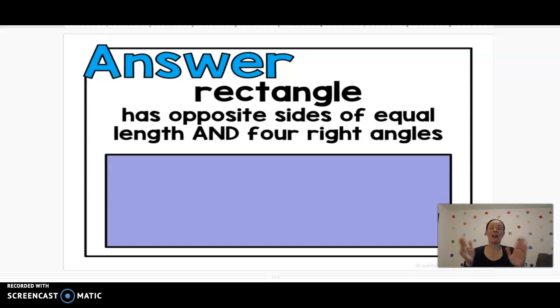A rectangle has two sides of equal length, and it also has two sets of parallel lines. So a rectangle is also a parallelogram. Remember, a rectangle is also a quadrilateral because it has four sides. This shape has different names. The most specific name that we can give it is rectangle.